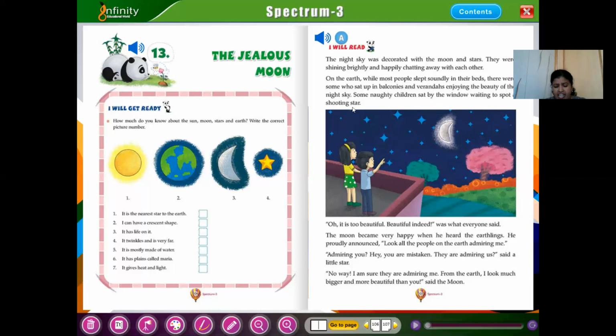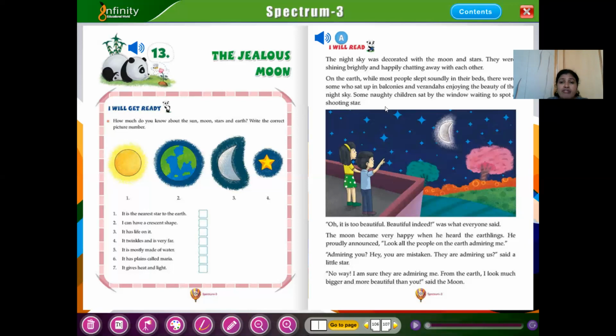What is a shooting star? It is a small piece of rock in space that travels very fast and burns, and it falls towards the earth. It looks like it is burning, and it travels at great speed across the sky. So this looks like a falling star. Shooting star is also called a falling star.